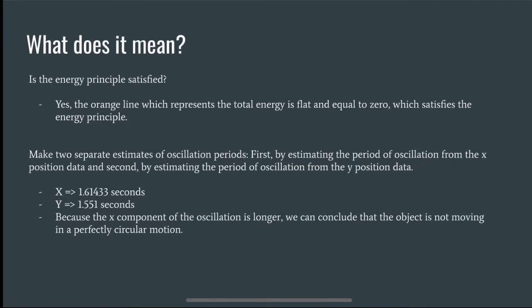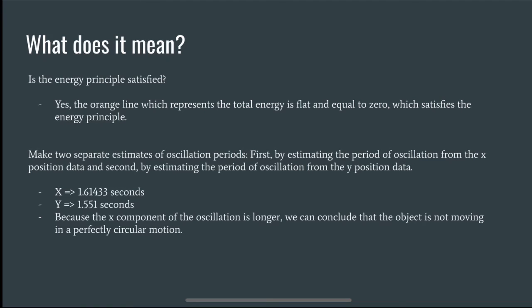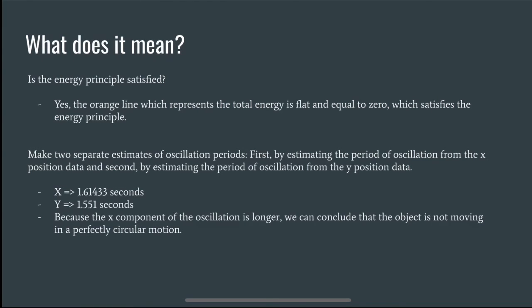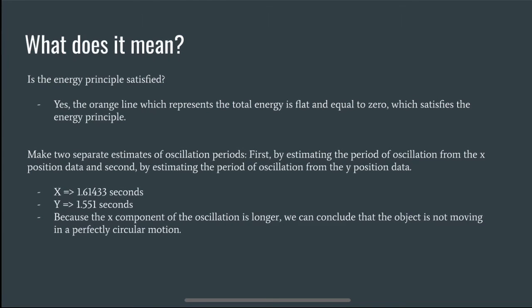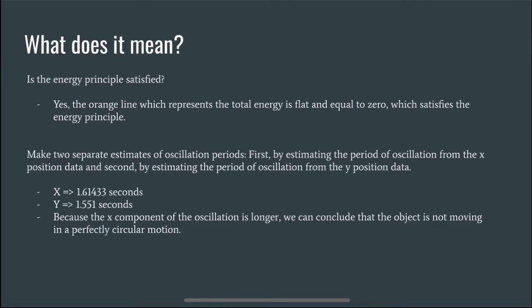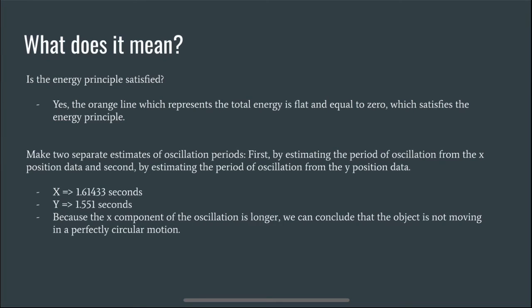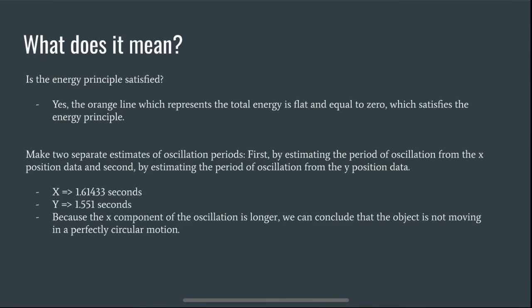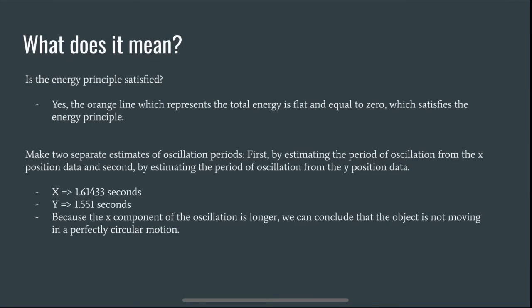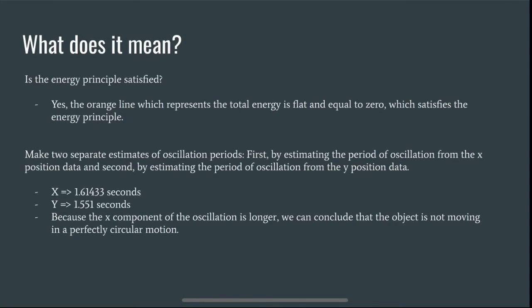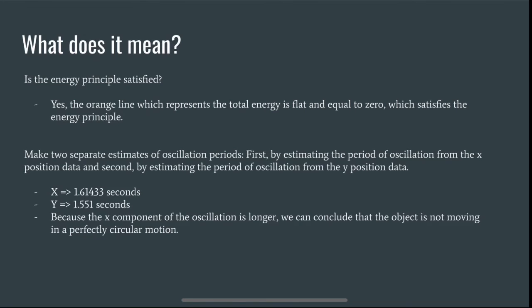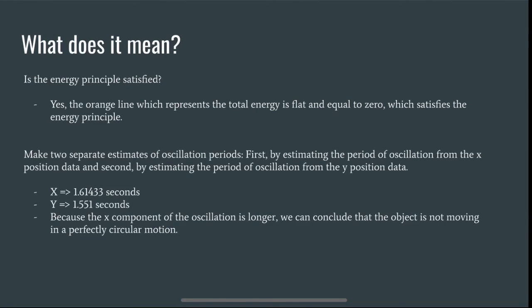Moving on to the next, we were supposed to make two separate estimates of oscillation periods. First, by estimating the period of oscillation from the X position data, and then second, by estimating the period of oscillation by the Y position data. So for the X position data and for the Y position data, we had fairly close numbers. For X, it was 1.61 seconds. For Y, it was 1.55 seconds.